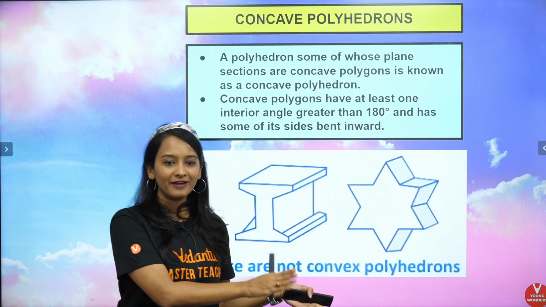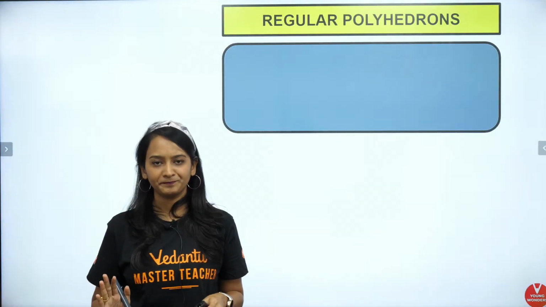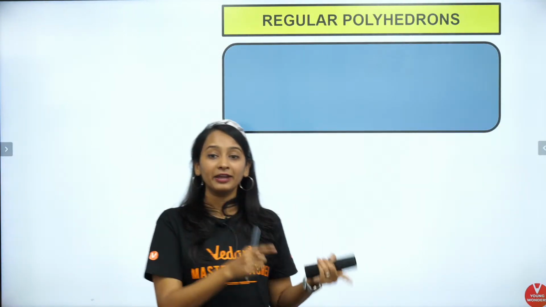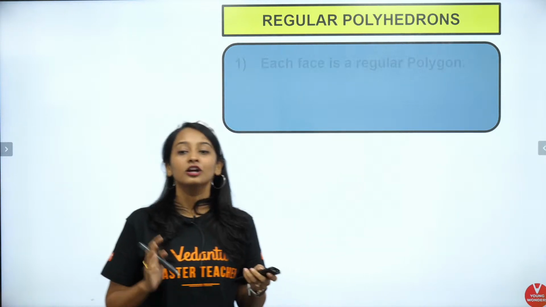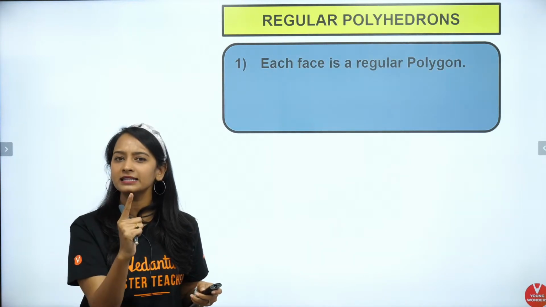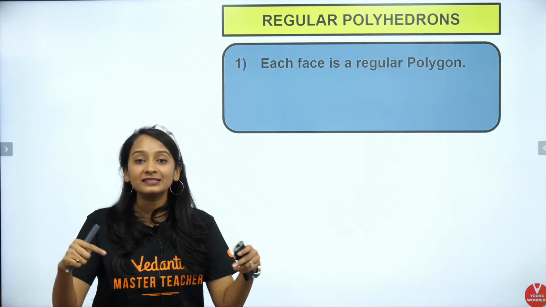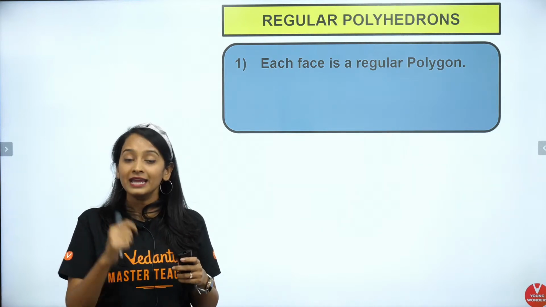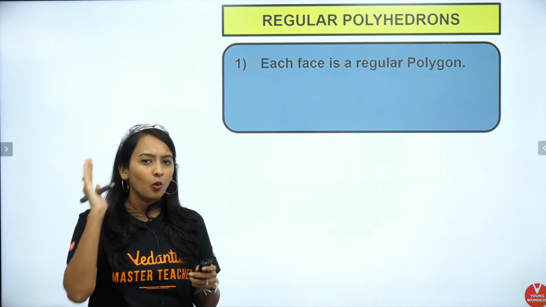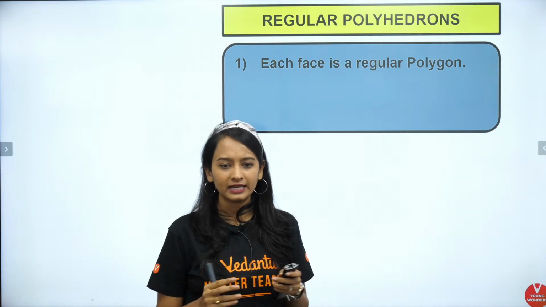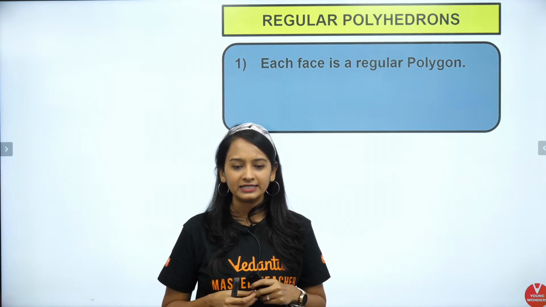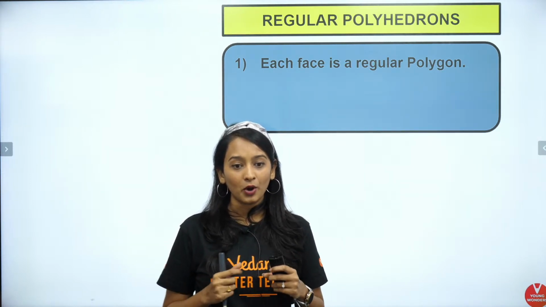So we have convex and then we have concave. And then we have regular and irregular. So regular mein kya hai? The first thing is every face of the polyhedron is a regular polygon. What are the criteria of a regular polygon, guys? What are the criteria of the regular polygon?